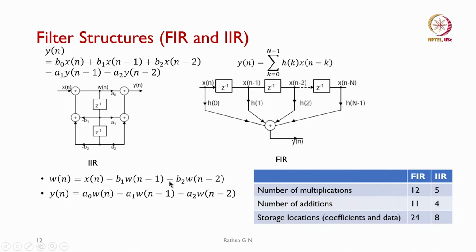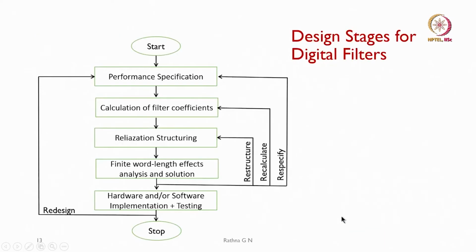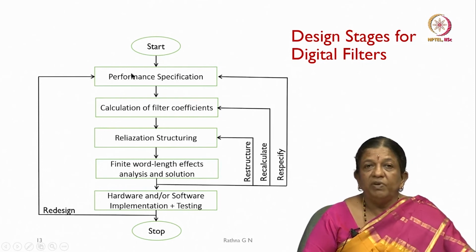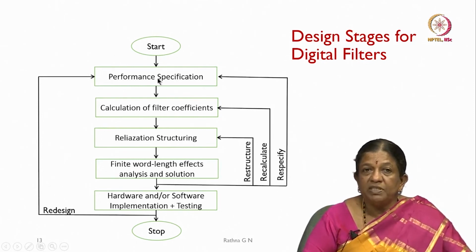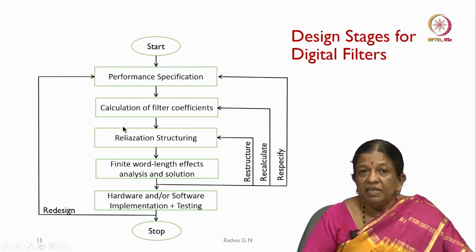As the order goes very high in an FIR filter, you will see that the number of multiplications and additions increases, and even the storage increases. So, how are we going to consider the design stages for our digital filter? We start by specifying the performance first and then calculate the filter coefficients, and then if everything is according to our wish, we go for the realizing structure that we have to select, and then the finite word length effects analysis and solution.